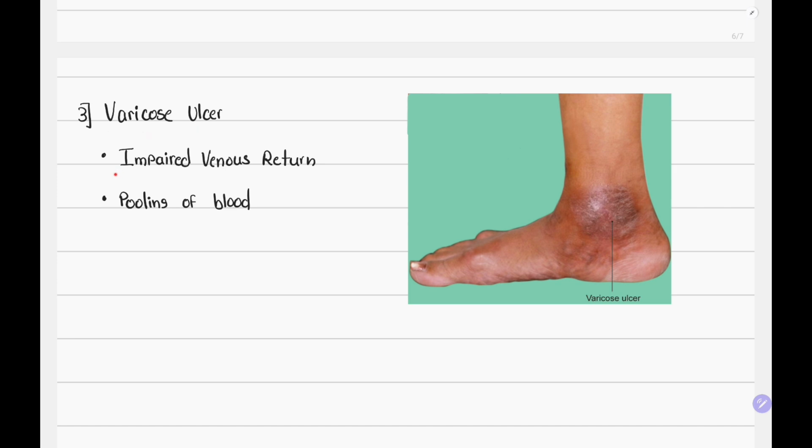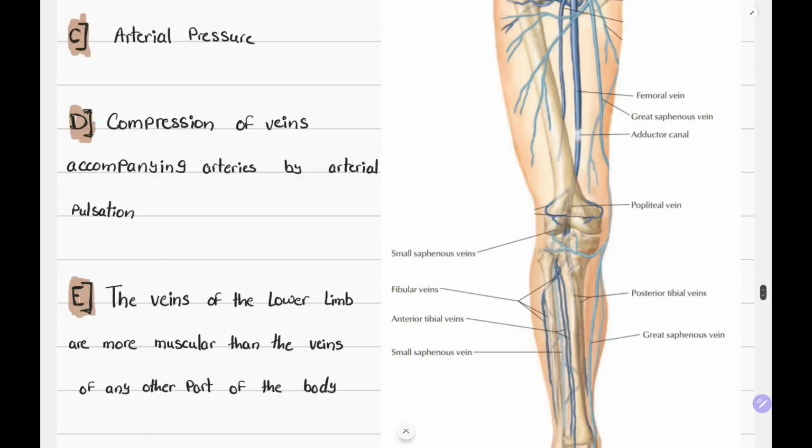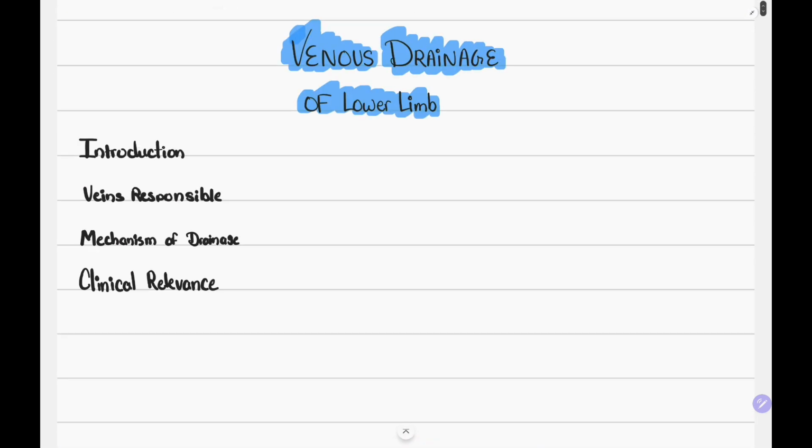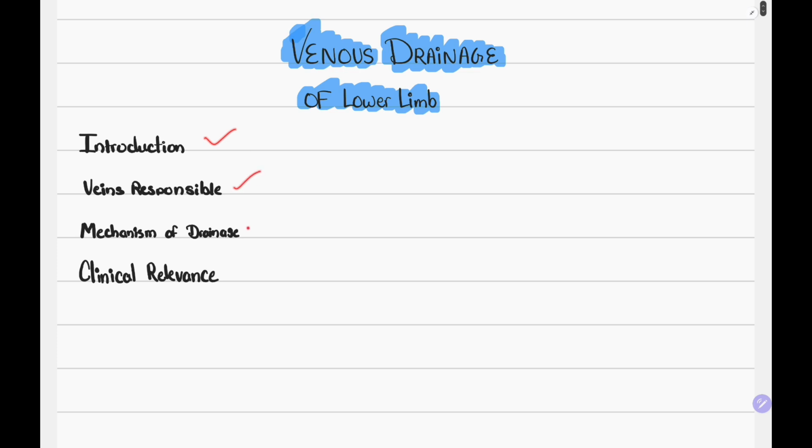Varicose ulcer. Varicose ulcers are formed due to impaired venous return back to the heart, and the pooling of the blood. When the blood is pooled right here in the lower limb, this pooling can lead to the growth of various bacteria and other harmful agents, which can cause an ulcer to form. So we have completed the introduction, veins responsible, mechanism of drainage, and its clinical relevance.